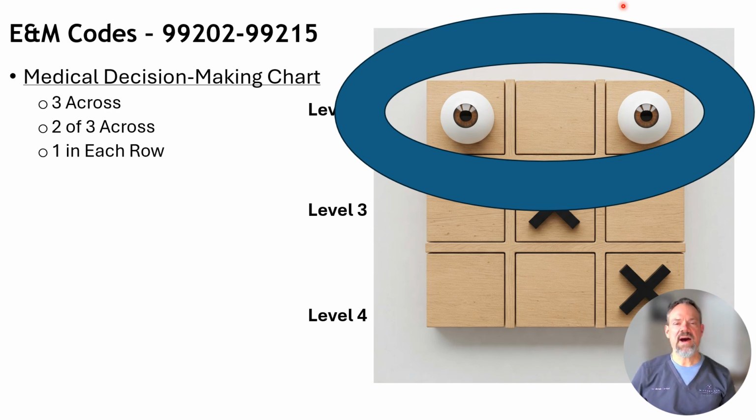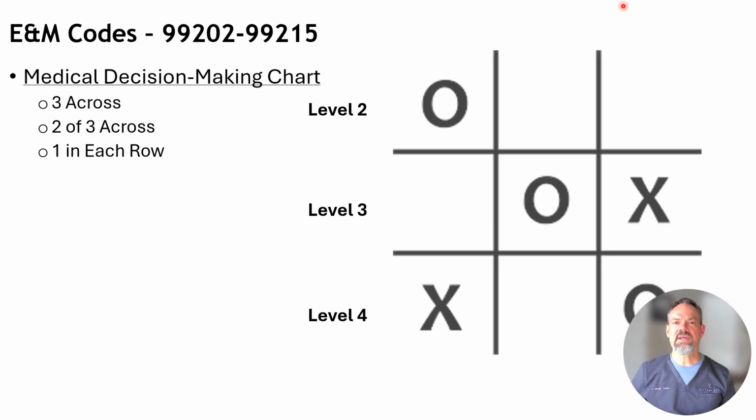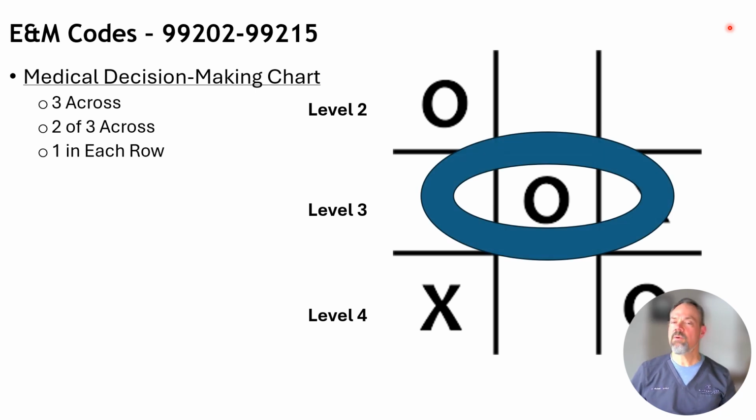But there is one final way of achieving a certain level, and that is if we have 1 in each row. So for example, we have this criteria met in level 2, this criteria met in level 3, and this criteria met in level 4. And so that, in a way, we take the average, the middle, that allows us to achieve a level 3.